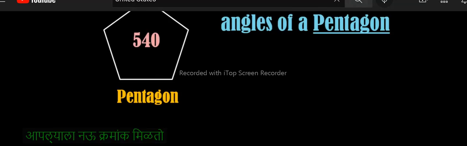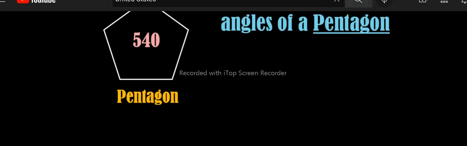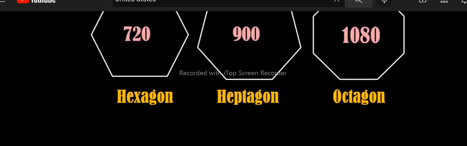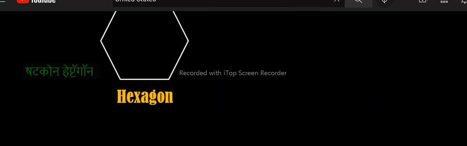Now, we have a pentagon. The sum of all the interior angles of a pentagon is 540 degrees, which also adds up to 9. We get the same digital root 9 on repeating the same process for hexagon, heptagon, and octagon.